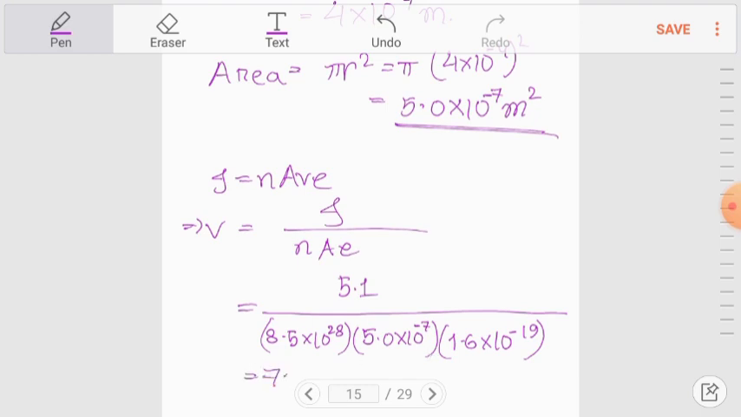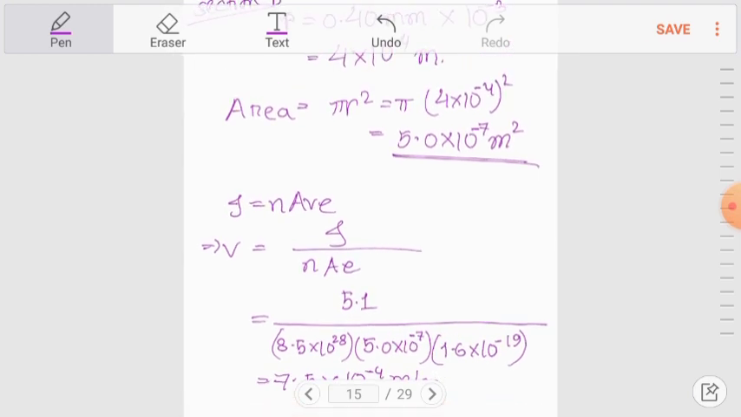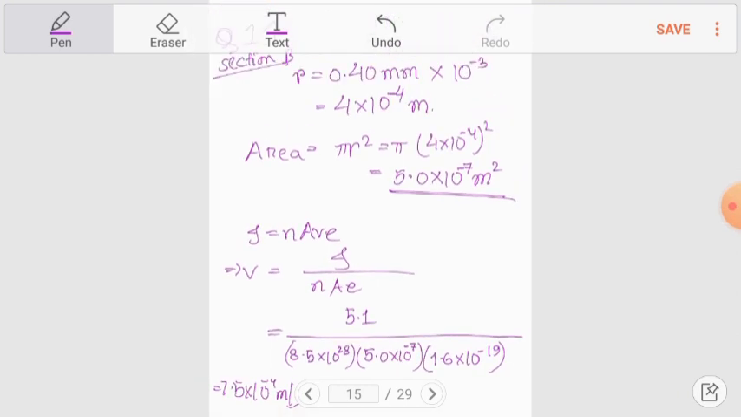7.5 into 10 to the power negative 4 meters per second. And this is the value for question number 11. This is not visible in the screen, so I will just shift it in here. 7.5 into 10 to the power negative 4 meters per second. I hope question number 11 was clear, the entire working was clear. Now I'm moving to question number 12.